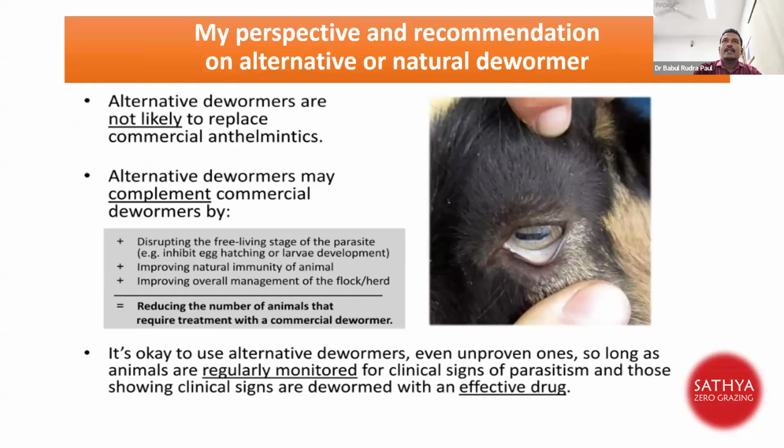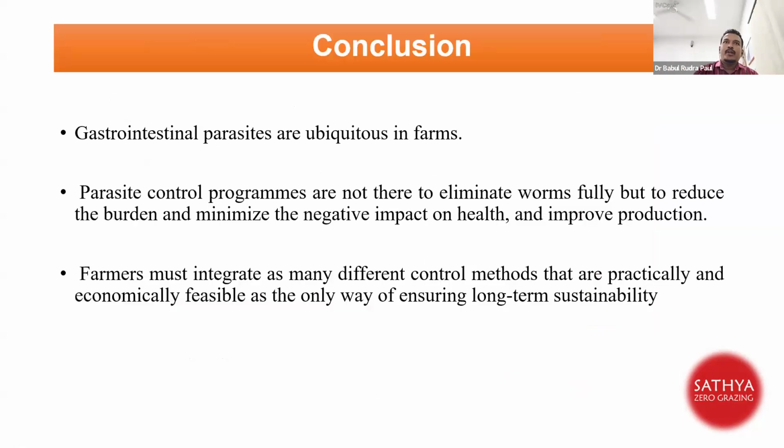From my perspective, alternative therapy cannot replace the commercial treatment, but it can complement it. The main important thing is that the control program for parasitic gastroenteritis is not to eliminate it, but to decrease the burden, so that the negative impact on health is minimized, the productivity of the animal improves, and the economic status of the farmer is enhanced. For that, we need to go for an integrated approach.